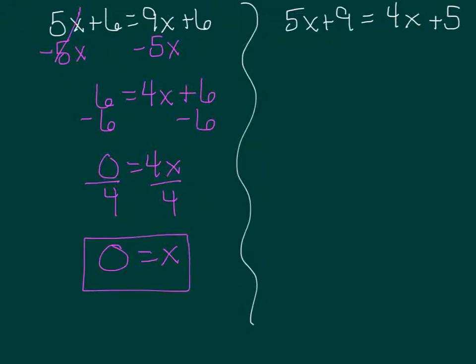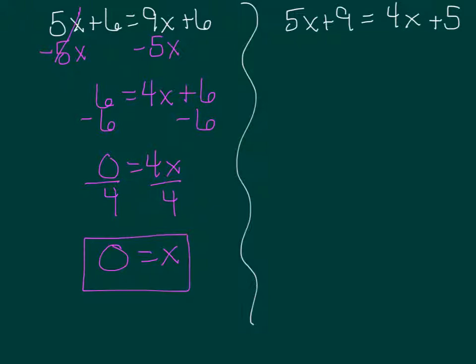Let me point out here, if you have an x, you have a solution. 0 is a solution. We'll look at another example where you don't have a solution. So keep that in mind. If there's an x, still there is a solution.